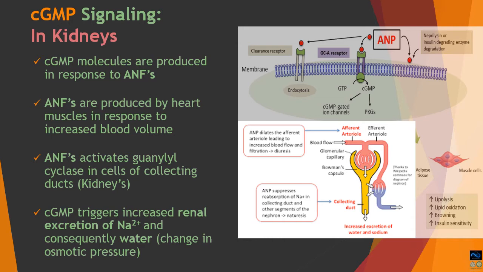When this happens, cGMP is produced, and cGMP then triggers an increase in renal excretion of sodium ion, and consequently water is excreted more. This finally results in a decrease in the volume of the blood. So in kidneys, the response is dilation of the afferent arterioles, and there is also a suppression of the reabsorption of sodium, so that more and more excretion of sodium will happen.